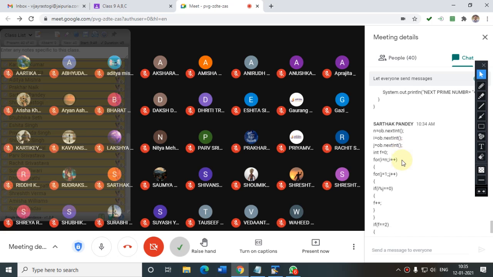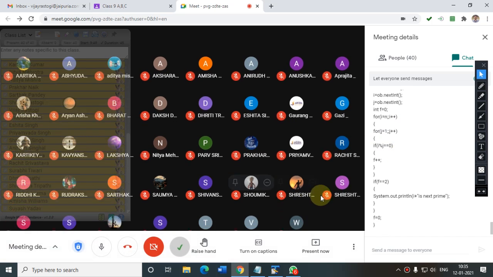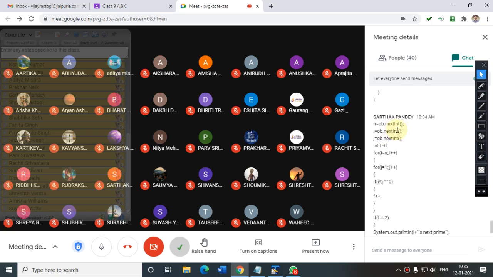In this out of 5, you will get 1 mark. So 4 marks you are going to miss. Not 4, you will get 2 marks. First 3 lines are wrong. N is correct. I can't take input. J can't take input. F equals to 0 you need to declare after the first for loop.